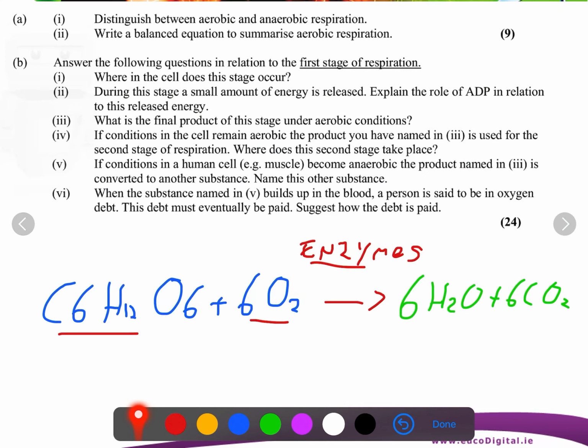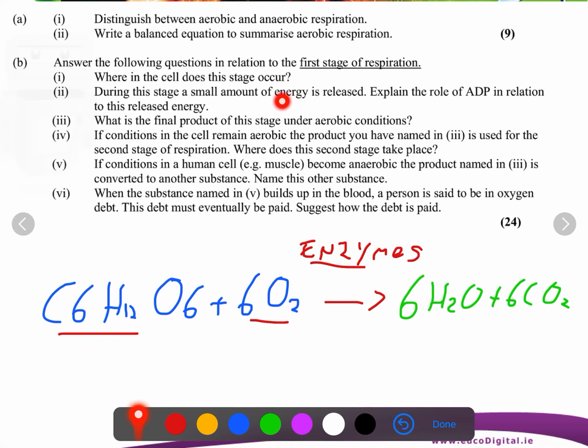So going back here, where in the cell does this stage occur? We're talking about the first stage of respiration here, which I skipped by, which I shouldn't have done. So we read the tops of the first questions: answer the following questions in relation to the first stage of respiration. That's what we're focused on. Where does the cell go through this? And that is in the cytosol.